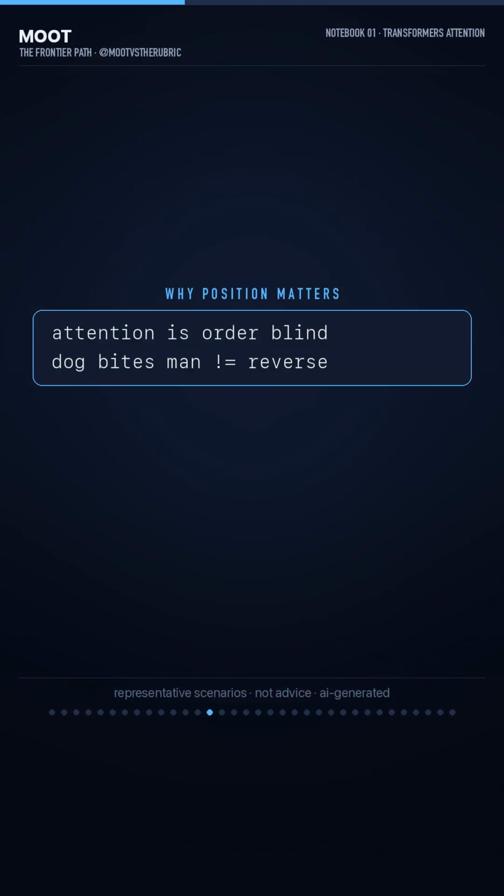Here is a subtle problem. Attention is permutation equivariant, which means if you shuffle the input tokens, the outputs just shuffle the same way. The computation itself has no idea what order things came in. But order is meaning in language. Dog bites man and man bites dog use the same words and mean opposite things. Recurrent networks get order for free because they read in sequence, but attention sees an unordered set. So we have to inject position information explicitly, and that is what positional encoding does.